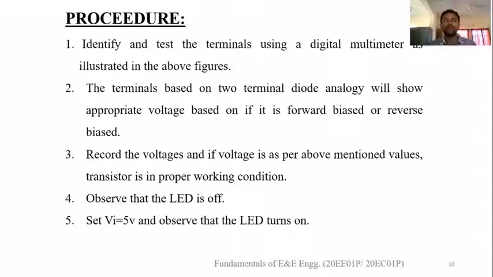And in the second part, observe that the LED is off. The LED will be off even if you give the supply voltage VCC.